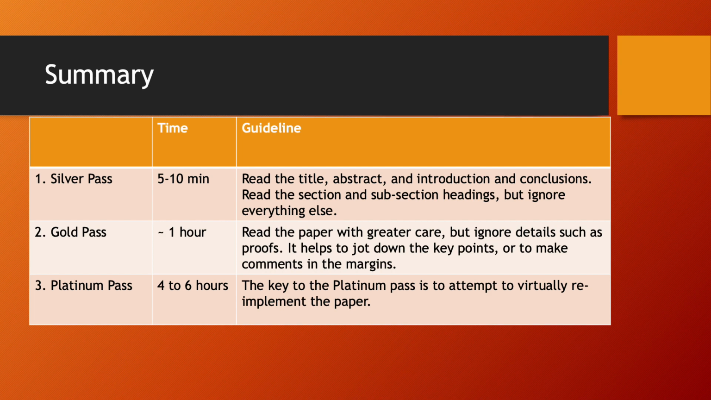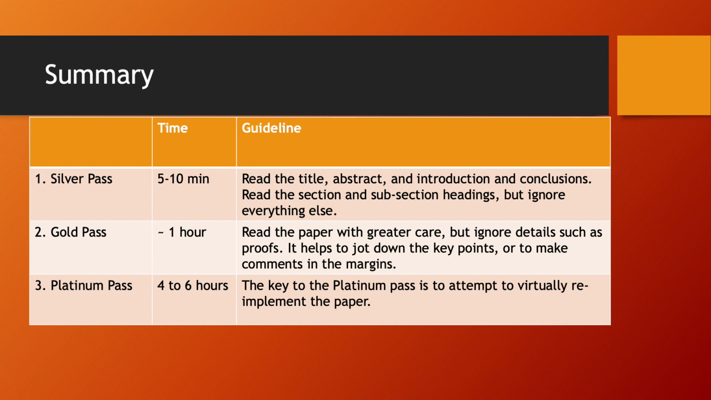So we have the first pass, which takes around 5 to 10 minutes. And in the first pass, you should read the title, abstract, introduction, and conclusions, read the sections and subsections headings, but ignore everything else. The second pass is the gold pass, which typically takes around 1 hour.